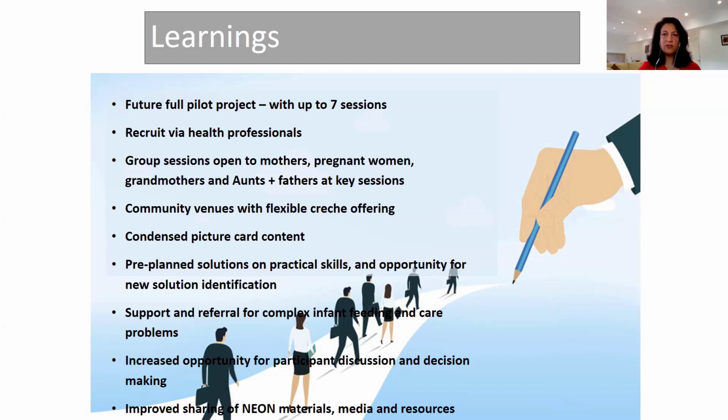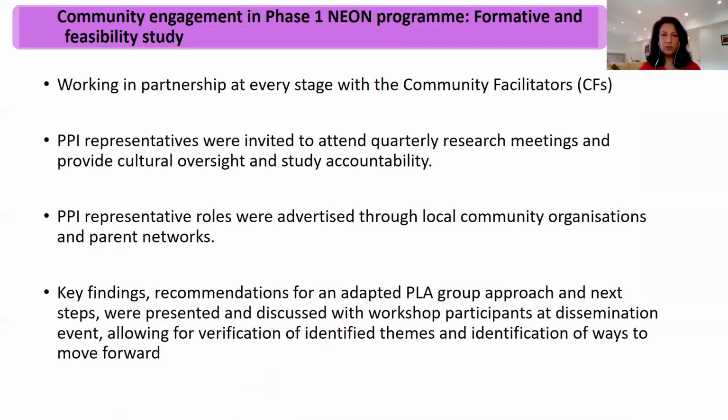So in the first part, when we were doing our formative study, this is really how we worked with the community. I've talked about the prioritization workshops. I've talked about informing the adaptation. And now actually in the early formative and feasibility study, we worked with the community as facilitators, recruiting participants, working with us to analyze the protocol, telling us how we should do the research. The PPI representatives were all invited to the quarterly research meetings. It wasn't like they were separate, everybody was together, everybody had respect for each other, and there was a study accountability and a partnership role.